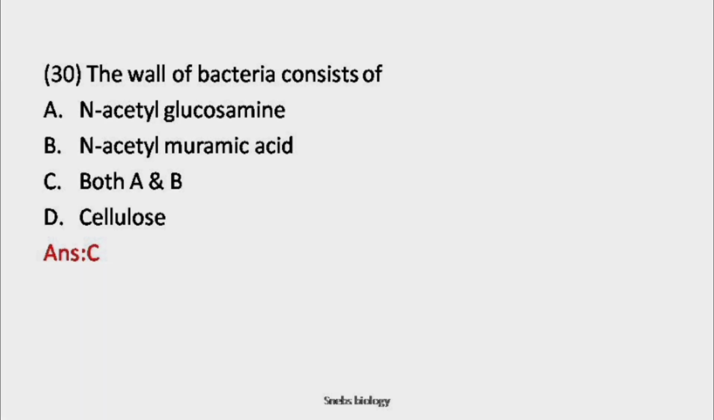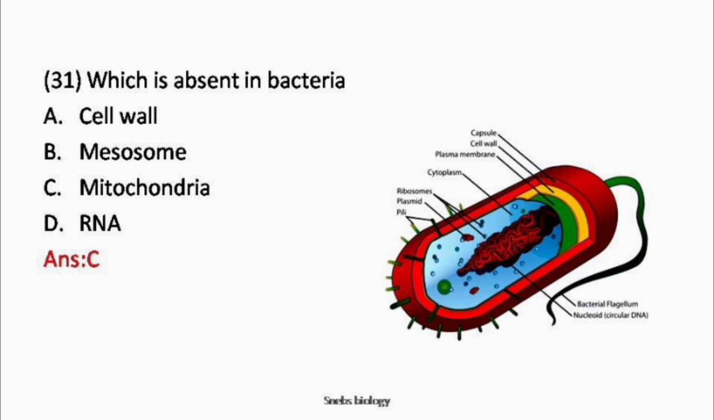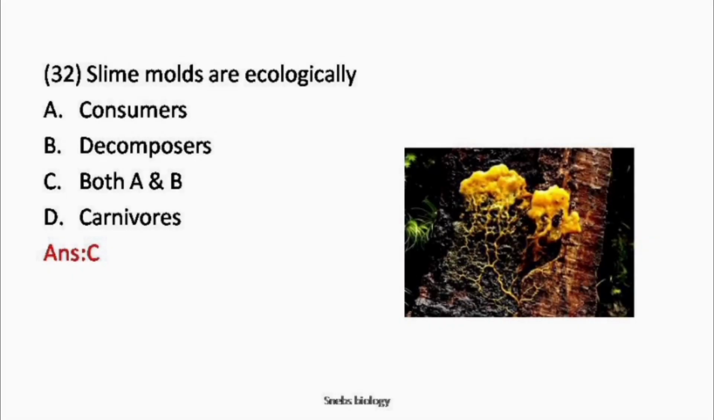Next, question number 31. Which is absent in bacteria? Option A cell wall, option B mesosome, option C mitochondria, option D RNA. Correct option is option C, mitochondria. Mitochondria is a cytoplasmic cell organelle occurring only in the cytoplasm of eukaryotic cells. In bacterial cytoplasm, organelles such as mitochondria, Golgi bodies and endoplasmic reticulum remain absent. Okay.